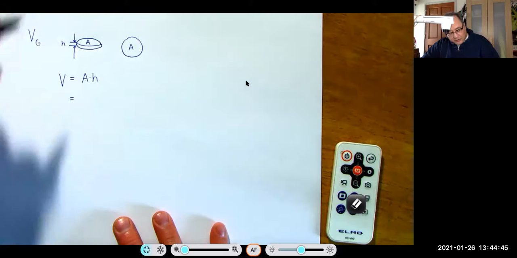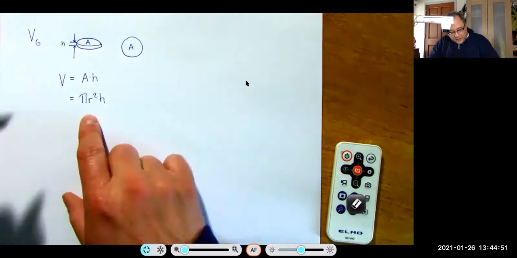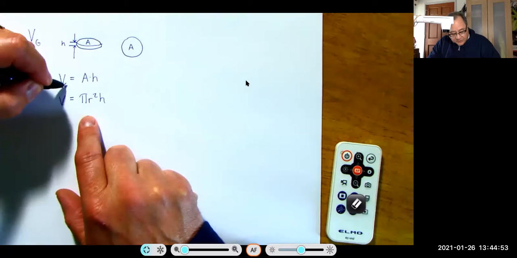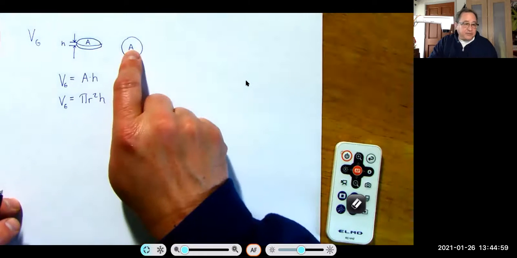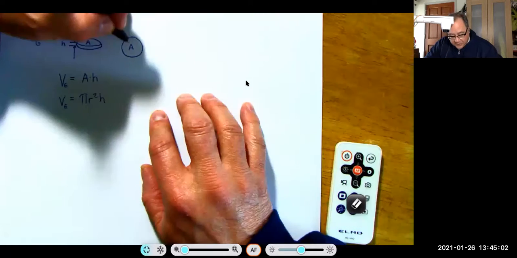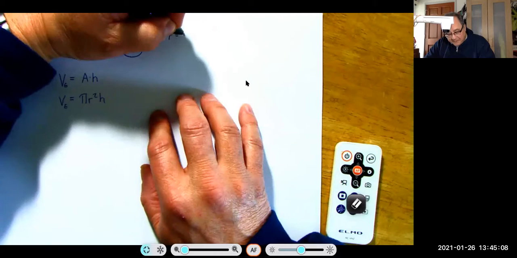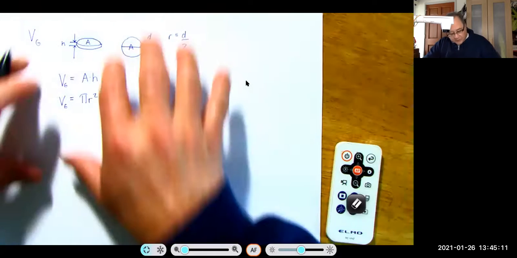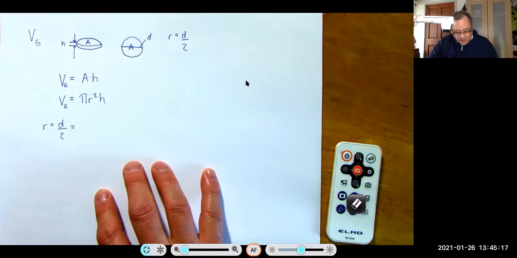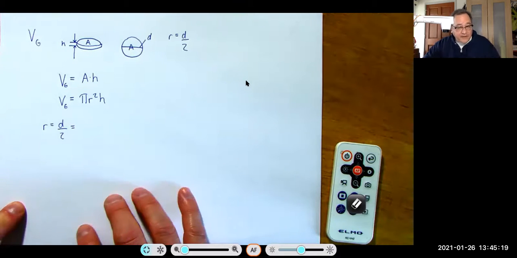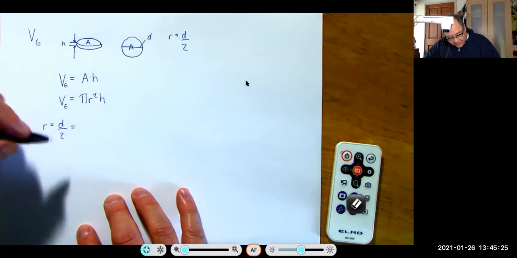The area of a circle is pi r squared. So this is how you would calculate the volume, the geometric volume of the penny. Now, it's nearly impossible to measure the radius, but you can measure the diameter. And we know that the radius is half of the diameter. So when you're doing this calculation, you probably want to do this first. Calculate the radius by putting the diameter in there, and remember to pay attention to significant figures. And then once you have that value, you can use this formula.